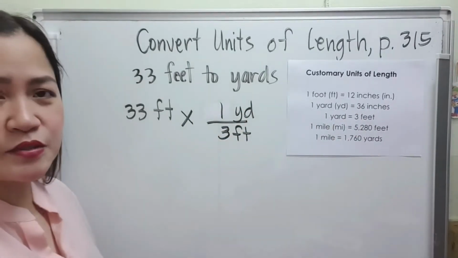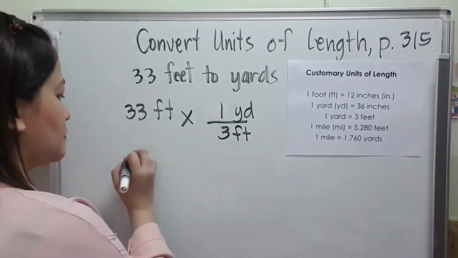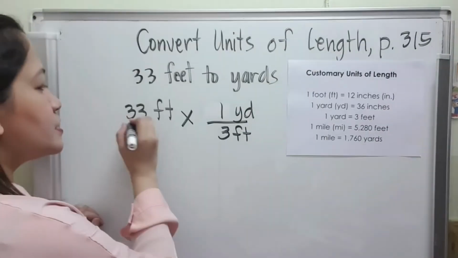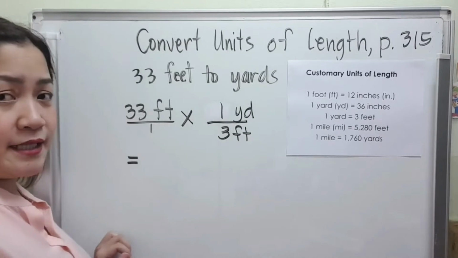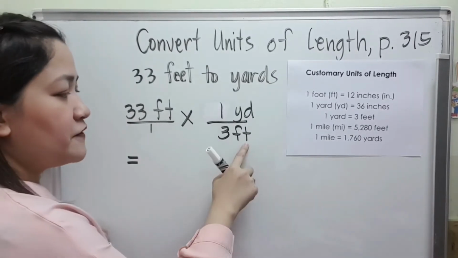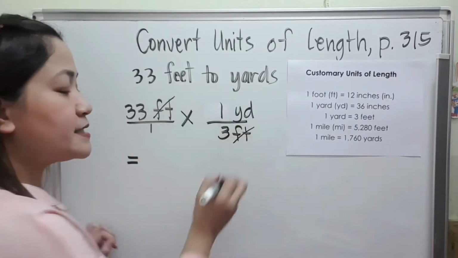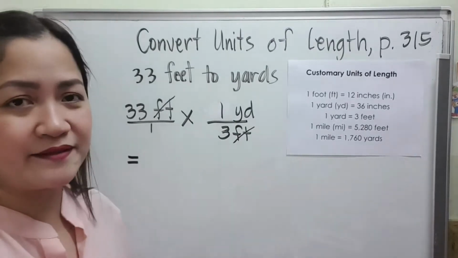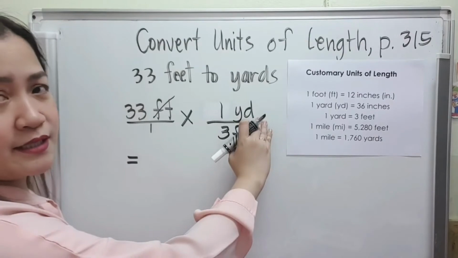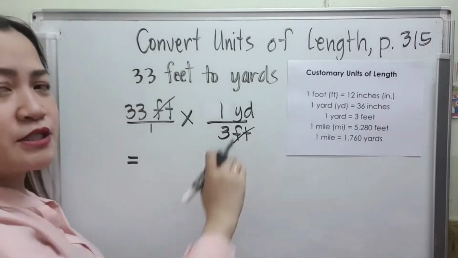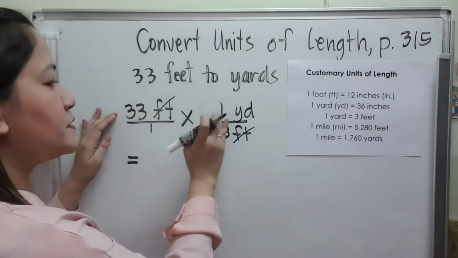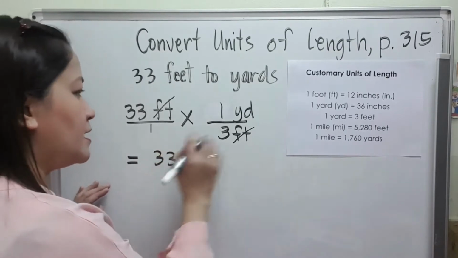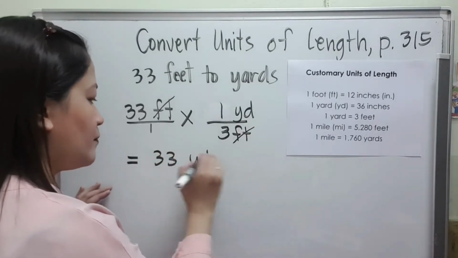And then we are going to multiply. So let us write our answer here. So this also means over 1, right? And feet, we can remove that since they cancel out themselves. Feet over feet is 1. So we only have 1 unit here, and we will multiply. 33 times 1 is 33 yards.